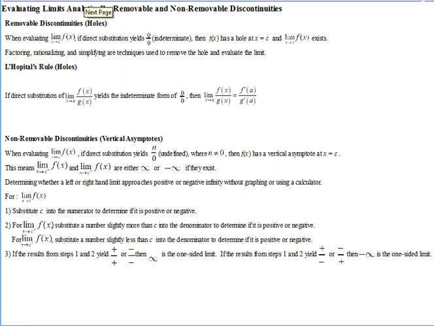Now let's take a look at when you don't have the graph. Evaluating the limits analytically with the equations. And we've got two main types we're going to look at. Removable discontinuities, those are holes. And non-removable discontinuities, those are vertical asymptotes.